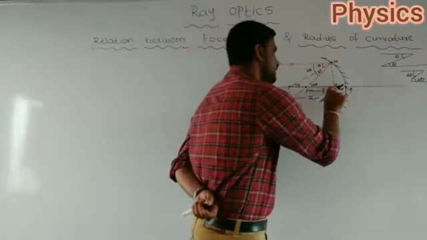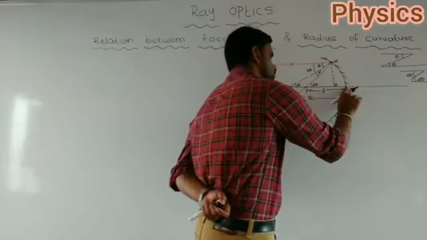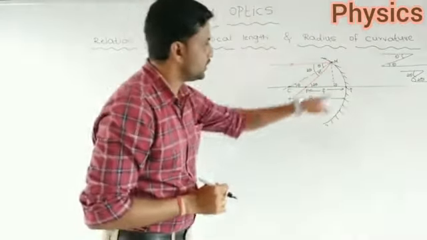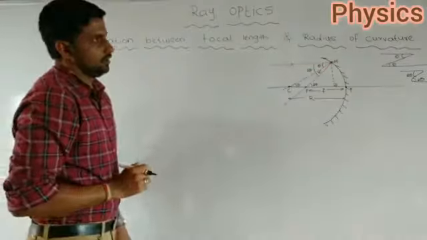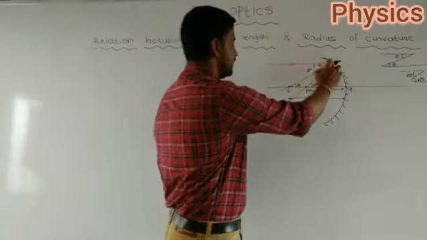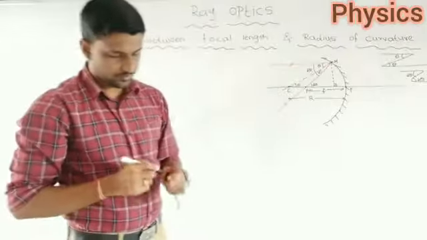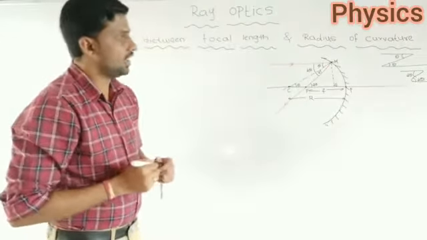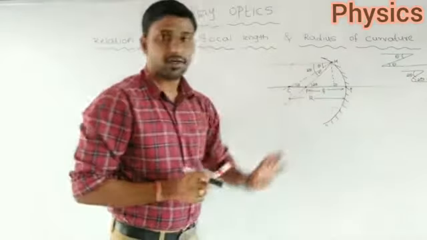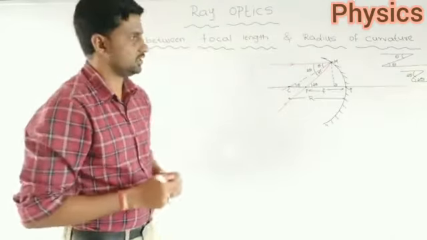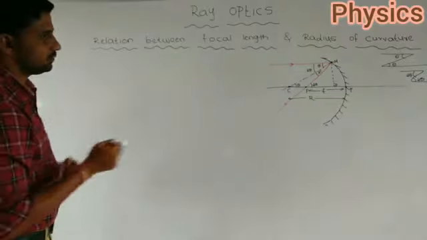And this point D is very close to the pole. Okay, this point D is very close to the pole. You assume it like that. Then we are getting some triangles here. So now what we did here, I took one perpendicular line, and that line is perpendicular to the principal axis. Now we will write the consideration part.